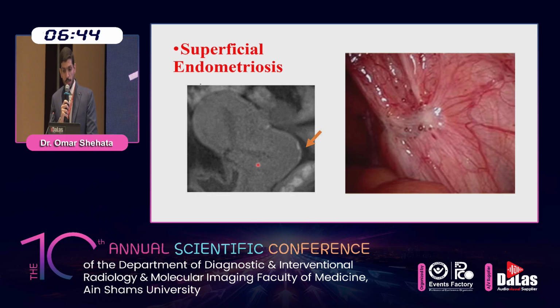Regarding MRI appearance, in this case, T1 hyperintense foci are seen on the serosal surface of the uterus, as shown here.